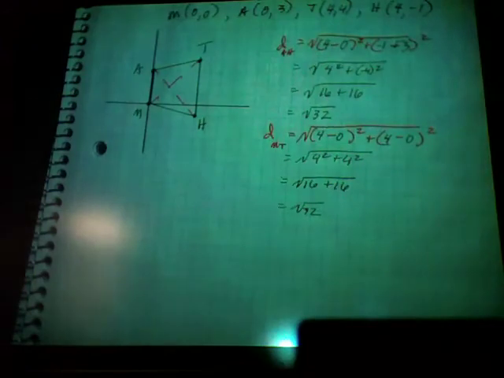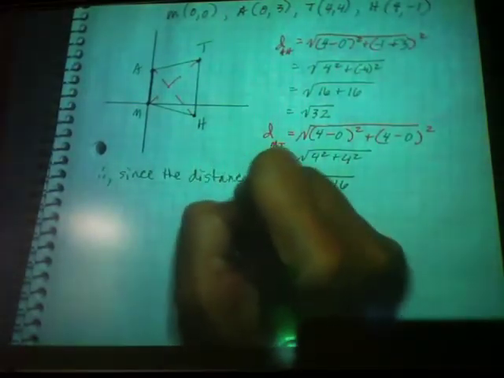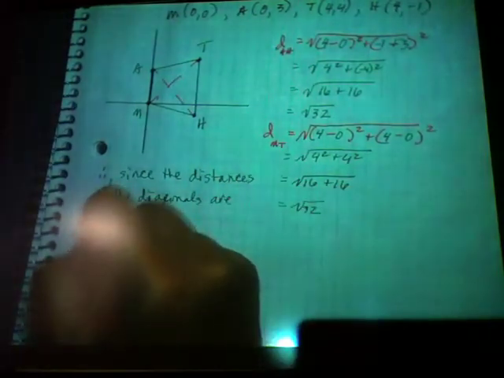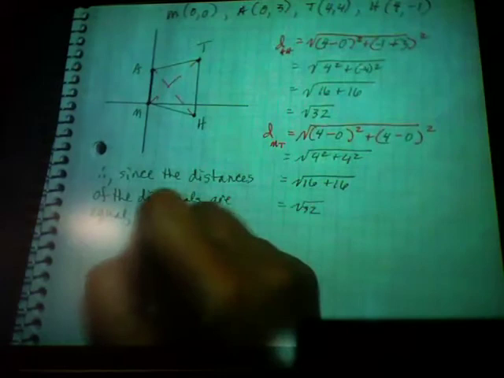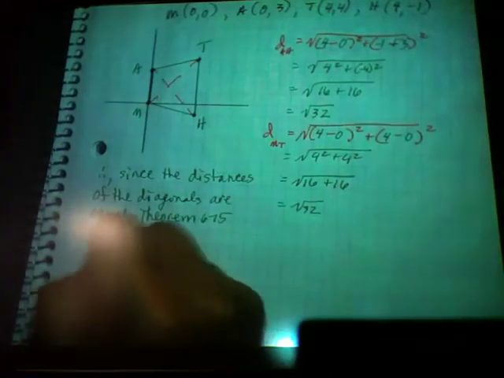So is the theorem true or false? Yeah, so my answer would be: since the distances of the diagonals are equal, theorem 6-15 is true.